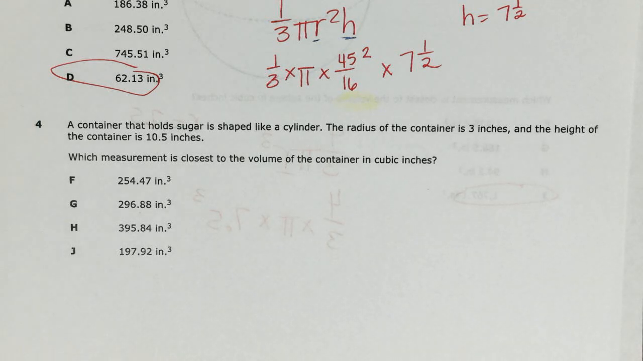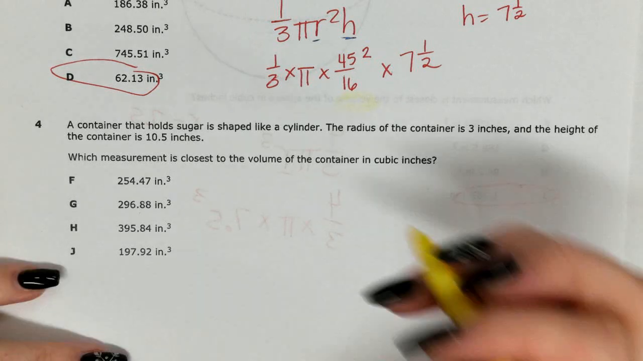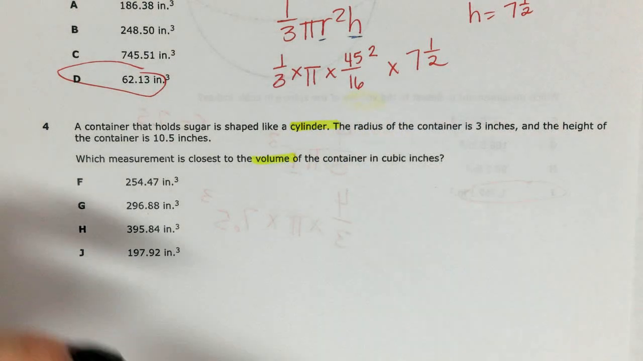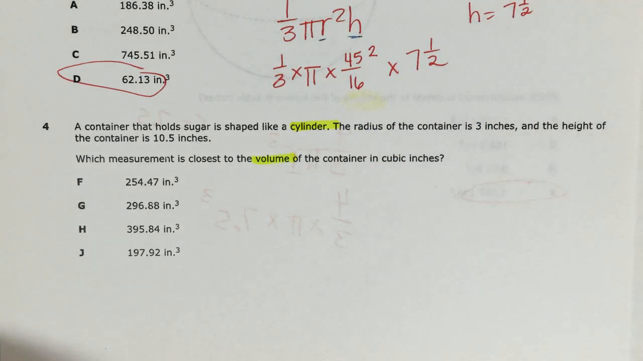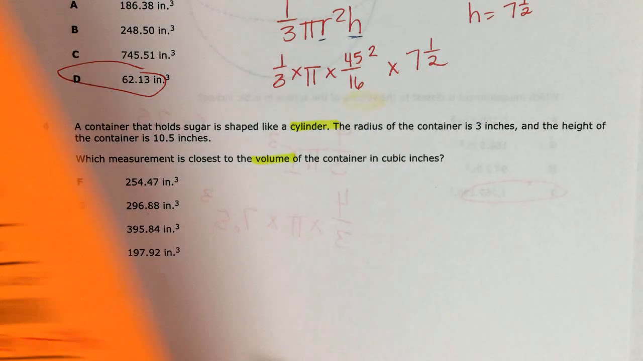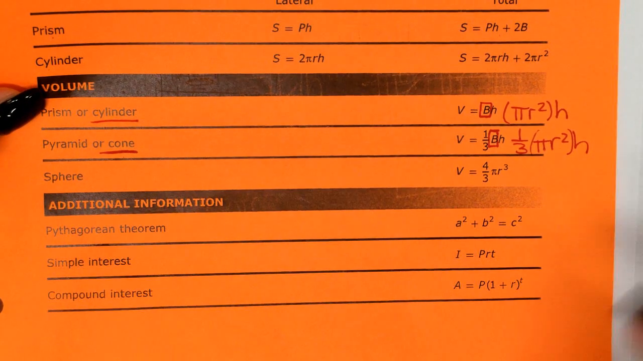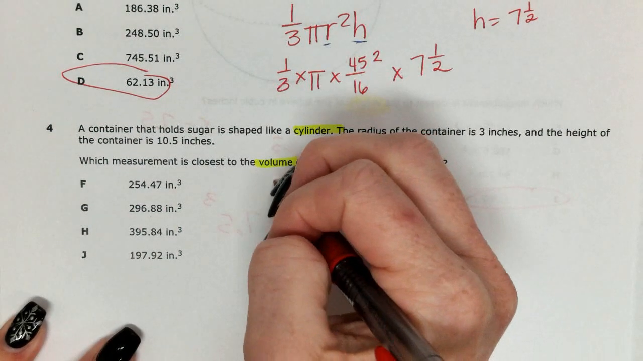Okay, on number 4, you're looking at the shape. So it says a container that holds sugar is shaped like a cylinder, so that's what you're highlighting. And then you're looking for volume or surface area. So you read and it asks for volume. So that's what you should have highlighted. You're going to go to your star chart to volume and find the formula for cylinder, which is pi r squared h.